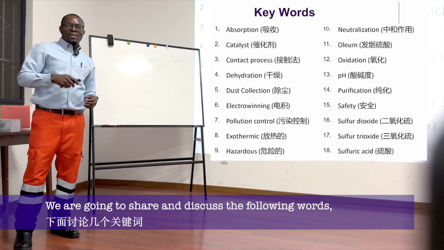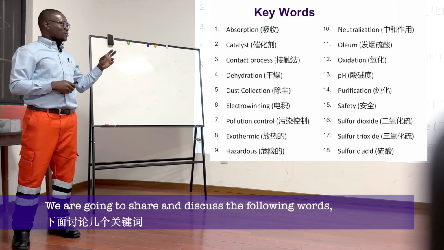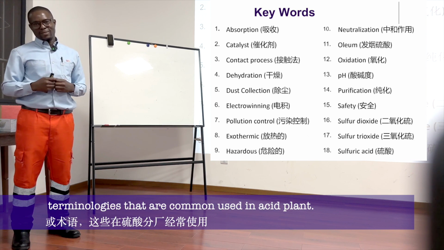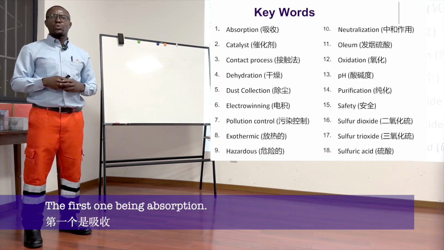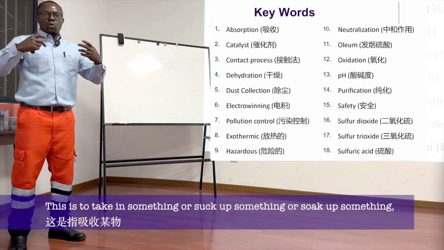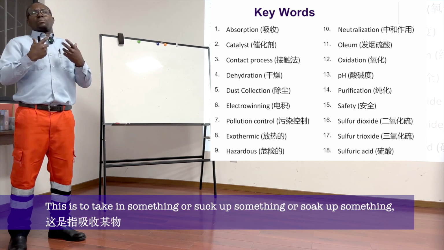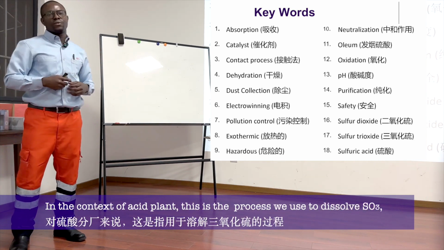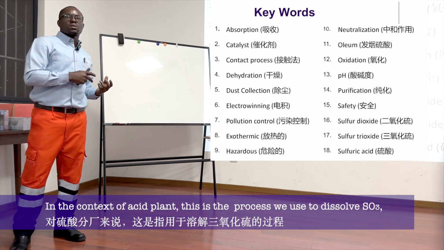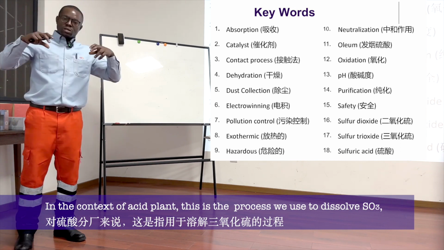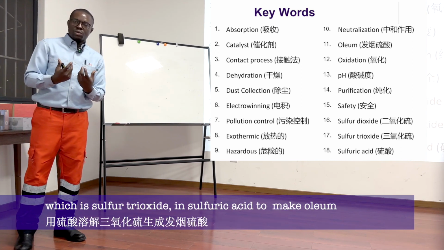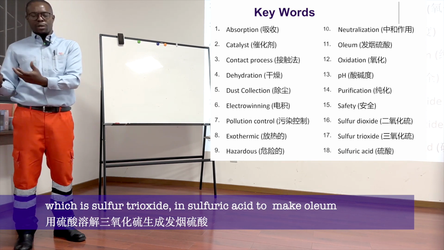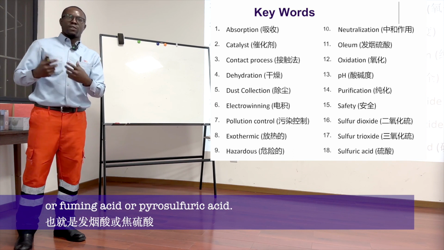We are going to share and discuss the following terminologies that are commonly used in acid plant. The first one being absorption. This is to take in something or suck up something or soak up something, either through chemical means or physical means. In the context of acid plant, this is the process we use to dissolve SO3, which is sulfur trioxide, in sulfuric acid to make oleum or fuming acid or pyrosulfuric acid.